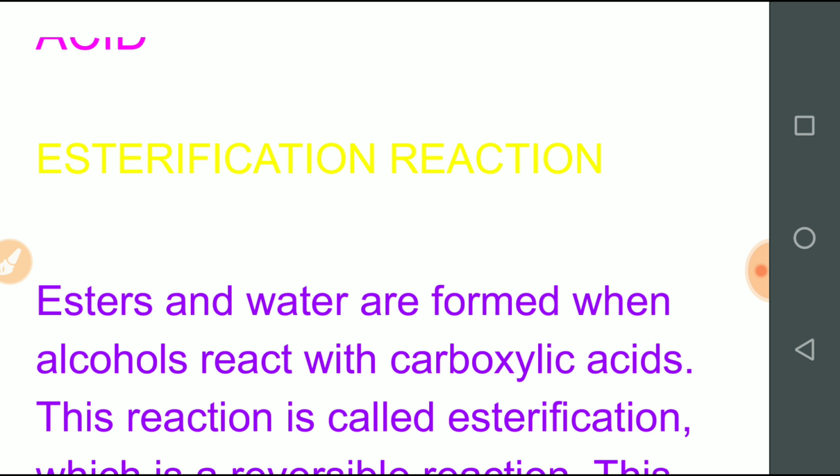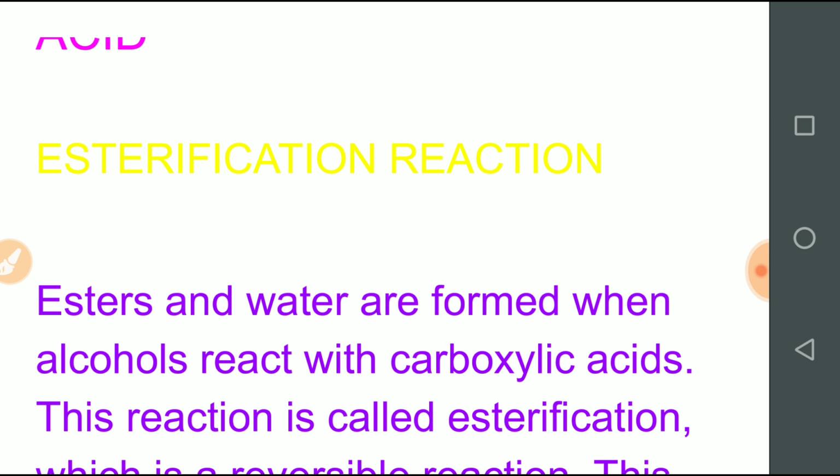Now in this chapter let us discuss what esters are and how esters are formed. Esters and water are formed when alcohol reacts with a carboxylic acid. This reaction is called esterification.